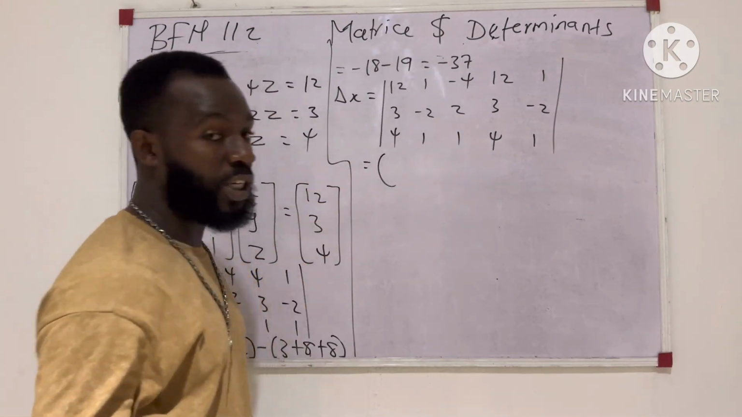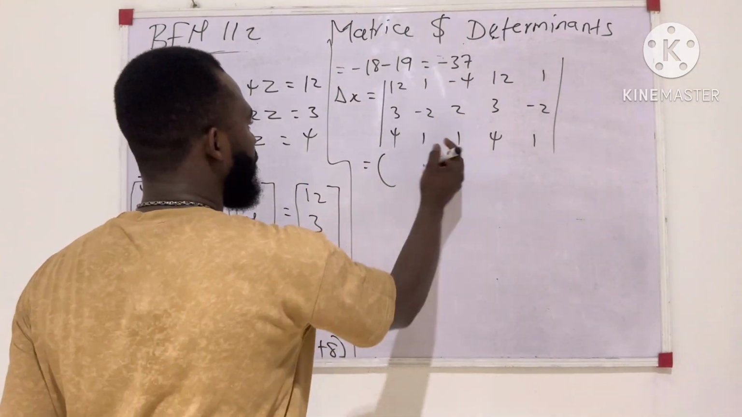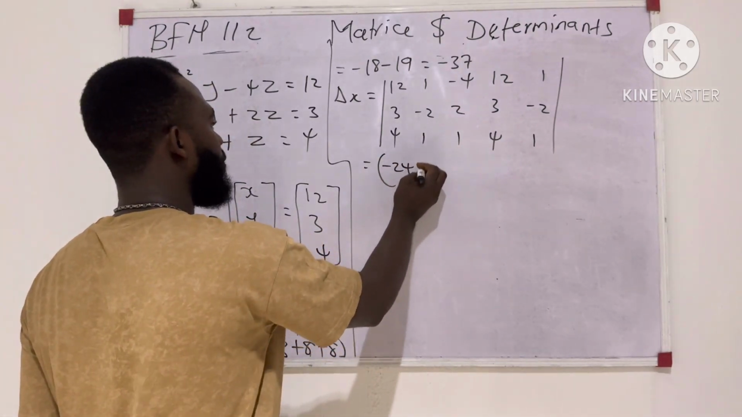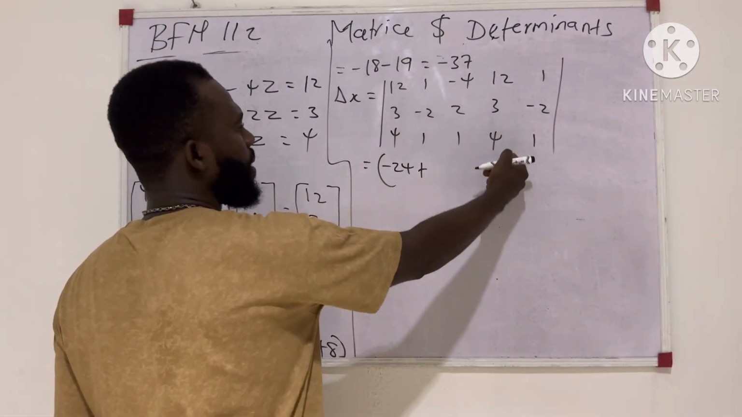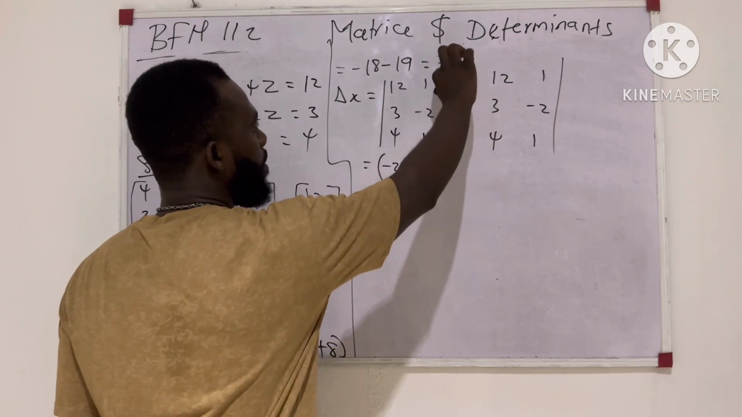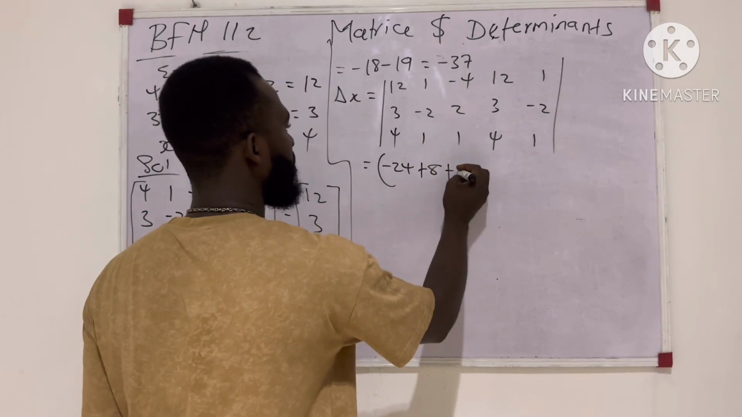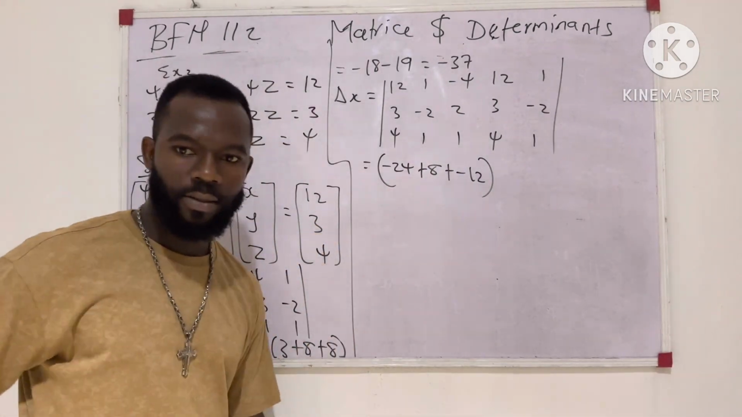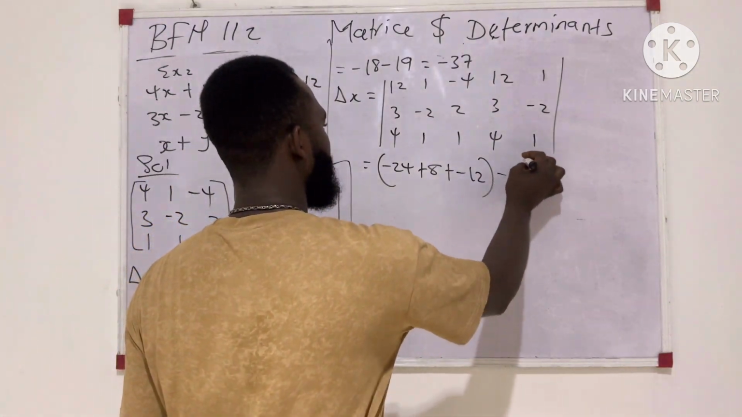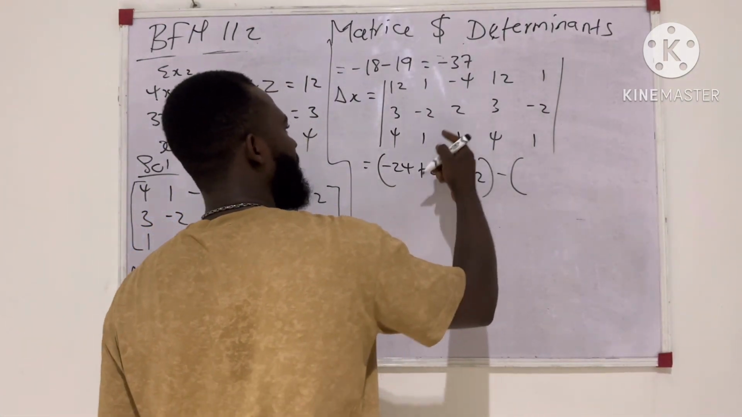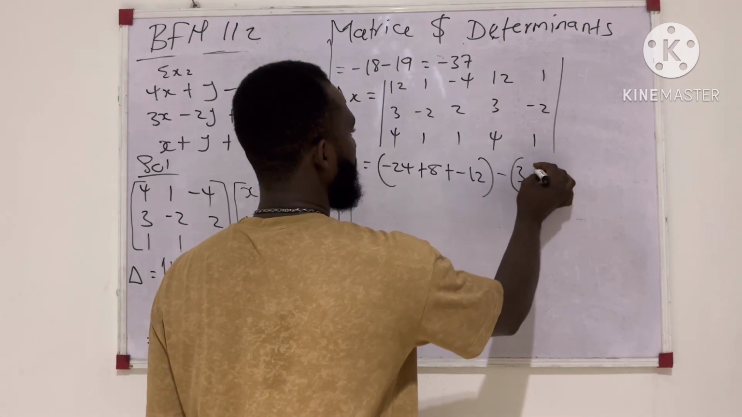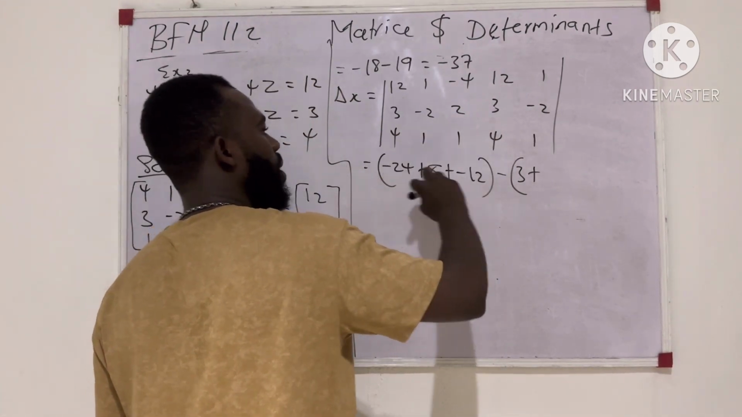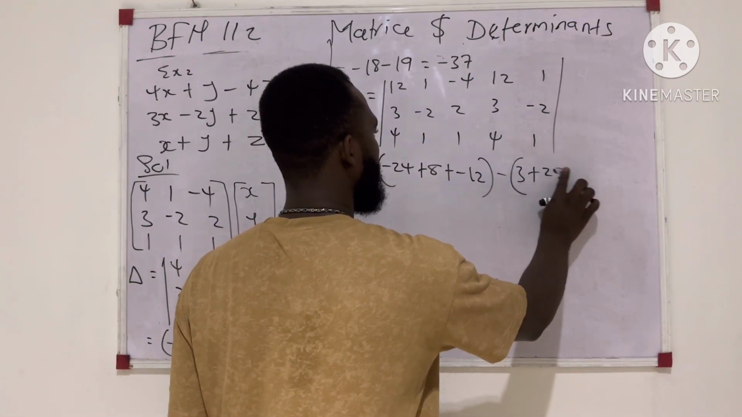12 multiplied by minus 2 gives us minus 24. Minus 24 times 1 gives us minus 24. Plus 1 times 2 times 4 gives us 8. Minus 4 times 3 times 1 gives us minus 12. All right, good. Minus 1 times 3 times 1 gives us 3. Plus 12 times 2 times 1 gives us 24.